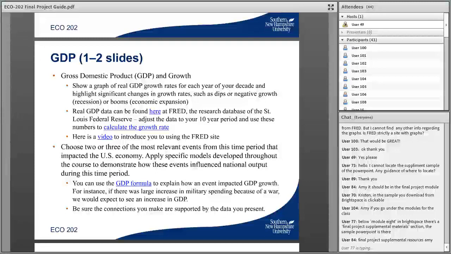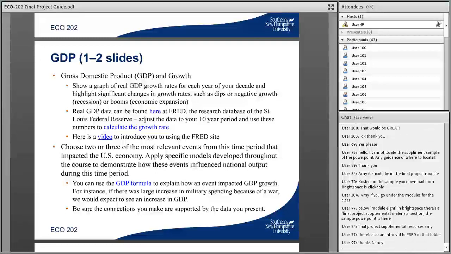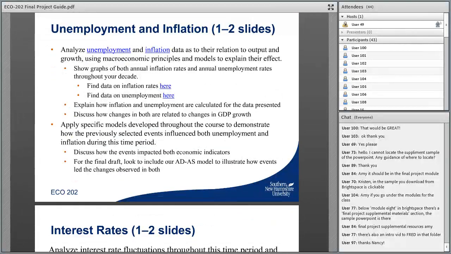If you do the 60s, you would have the Vietnam War. In the 50s is the Korean War. In the 90s, the big technology boom. So every decade has some events that impacted the economy, either positively or negatively. Once you've developed the GDP, you can move on and you can start researching unemployment and inflation.